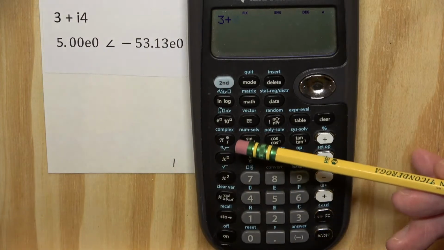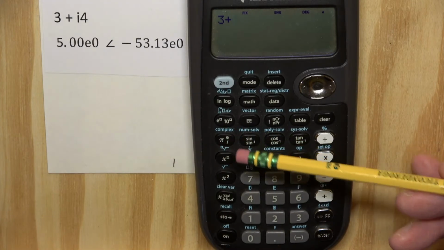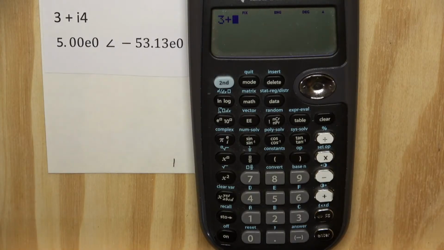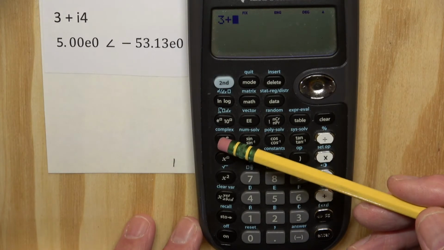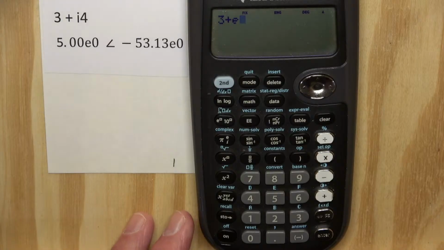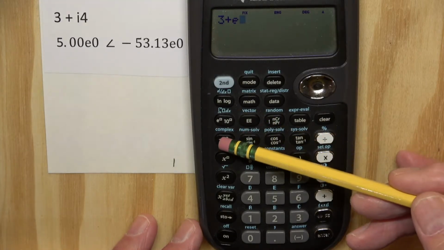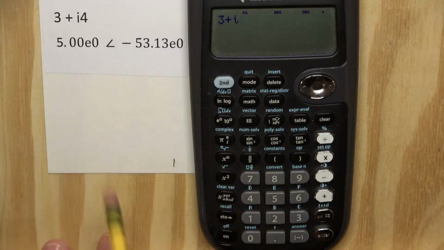Now notice that the pi key is a triple tap key. It's pi, e, and i. A common mistake people make is they'll just tap it twice and wind up with the e. I'll do this slowly. First time we tap it, we get a pi. The second time, we get an e, which is a natural logarithm, which we will not be using. The third tap is the i. That's what we want. 3 plus i4.